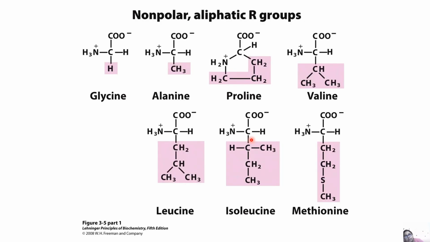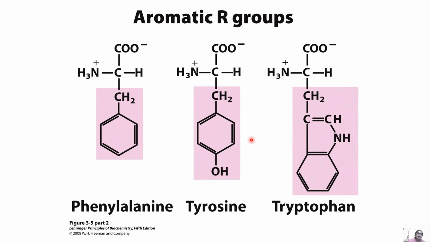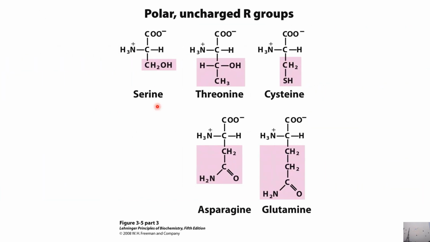amino acids as well. So these are the non-polar aliphatic R groups: glycine, alanine, proline, valine, leucine, isoleucine, methionine. These are non-polar and they have an aliphatic R group. Then we have the aromatic R groups, which, if you can see, there is an aromatic group over here, which makes them aromatic R groups. So we have phenylalanine, tyrosine, and tryptophan, and these belong to the aromatic R groups section of amino acids.